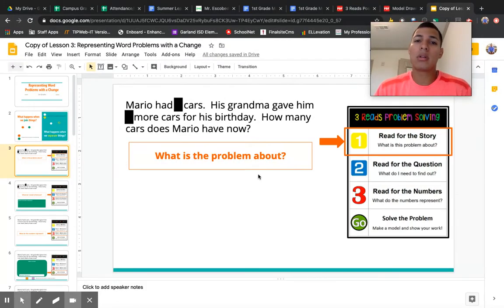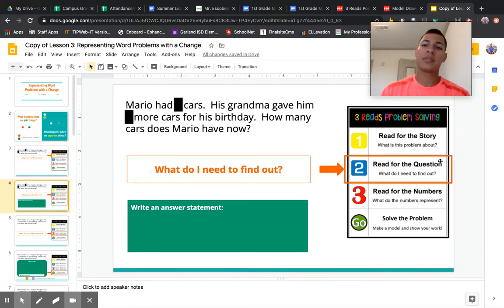Mario, right? Mario's cars. That's what the problem is about. Mario has so many cars. His grandma gave him more cars. So we know our problem is about Mario and his cars, how many cars he needs or how many cars he has.